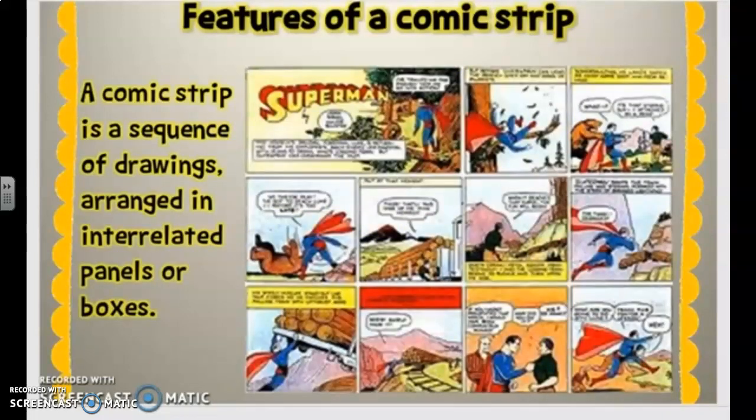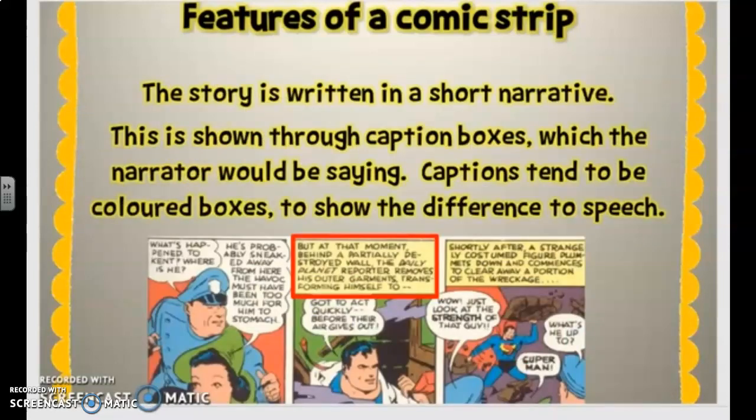Okay, so good listening. So we know already that a comic strip is a sequence of drawings that are arranged into little panels or boxes, and they tell us a story, don't they? Okay, so the first thing is that a story in a comic is written in a short narrative, and that just means it's not a really long story. It doesn't have lots of detail and description about what people and places look like, like we would if we read a normal storybook. It's quite a short story, okay?